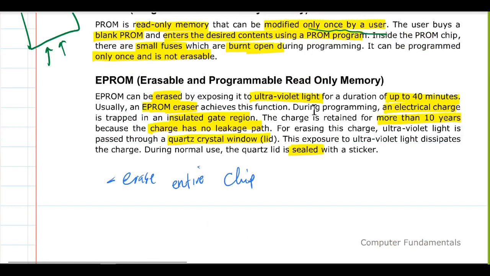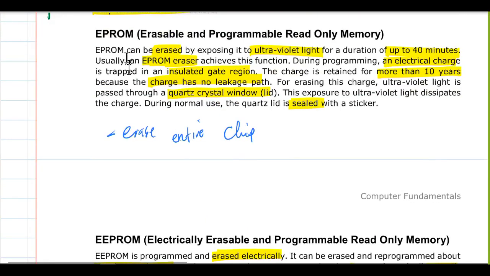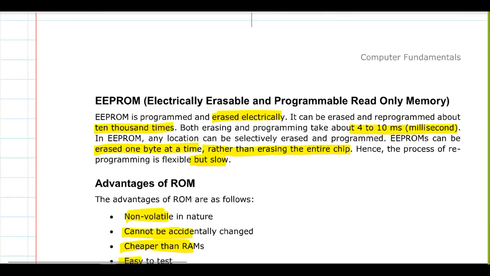This one allows you to delete a certain section of the ROM and add some new instructions. So the difference between the EPROM and EEPROM, one has a single E, the other has a double E, is that with EPROM you can only delete the entire chip, whereas for the EEPROM you can delete only a single portion or one cell of the ROM.